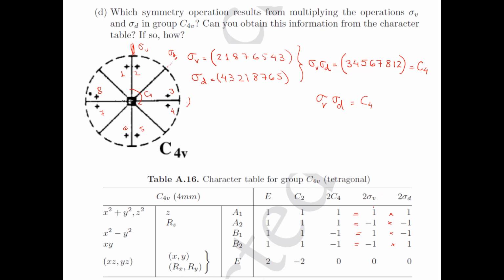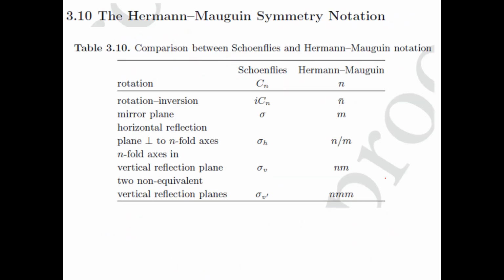So you can obtain the same result by just looking at the character table for the group. Okay. All right. So this is one example.